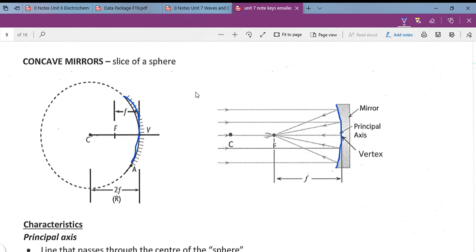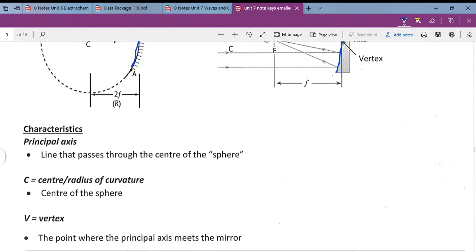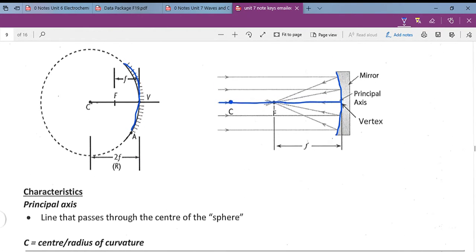A little bit of terminology to have is that when we look at these types of mirrors, we're going to have a principal axis, which is a line that's going to pass through the center of your sphere. So this is the center of the sphere, and then it's going to hit your mirror. Then we are going to have a center, which we just talked about, which is the radius of curvature. So it's going to be half the diameter, or the length of the radius, away from the mirror. We are going to have a vertex, which is the point where the principal axis meets the mirror.